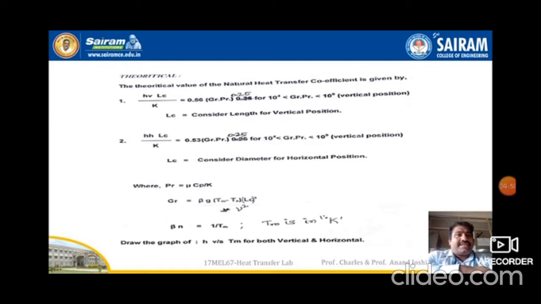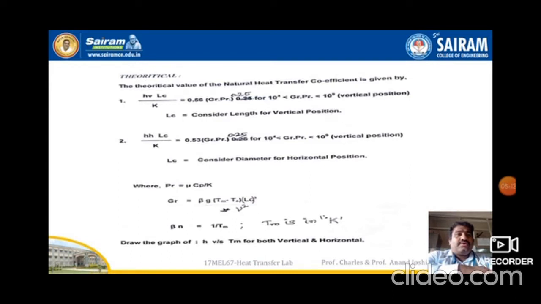Where Prandtl number is mu Cp by k, and Grashof number is beta g (Tm minus Ta) Lc cubed divided by nu squared, and beta is equal to 1 divided by the mean temperature in Kelvin.